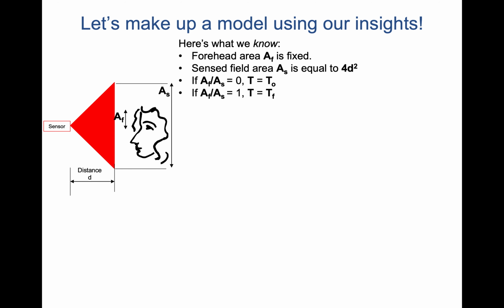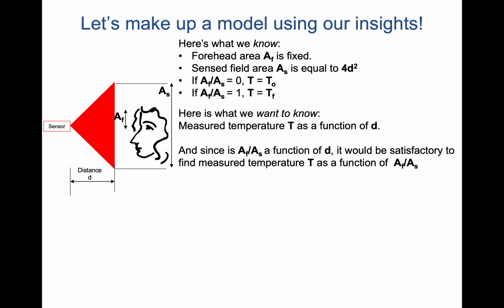So, what is it that we're trying to find? What we want to know is the measured temperature as a function of d, the distance that the forehead is away from the sensor. Notice that these boundary conditions that we learned about in the 4 bullets above don't talk about d so much as they talk about the ratio of AF to AS. But that's not a problem because AF divided by AS is a simple function of d.